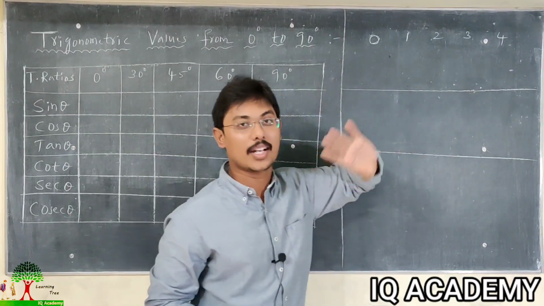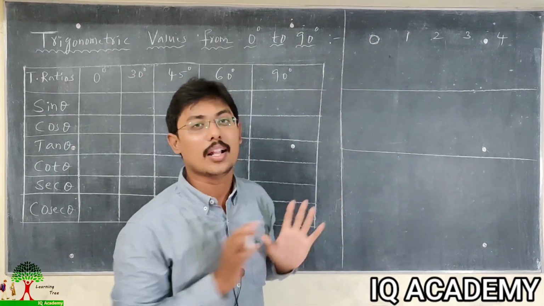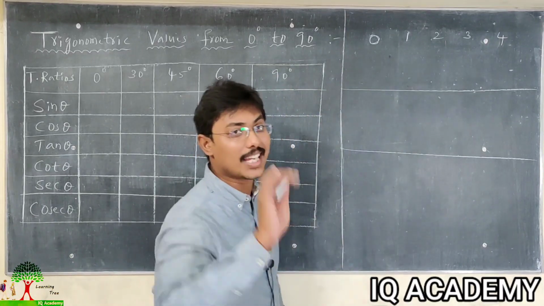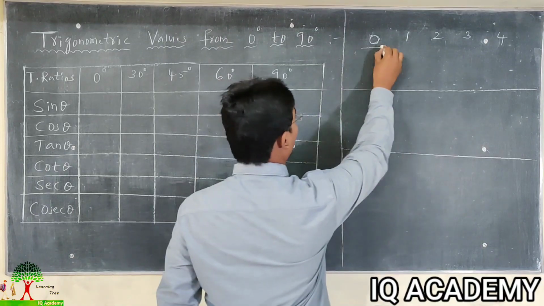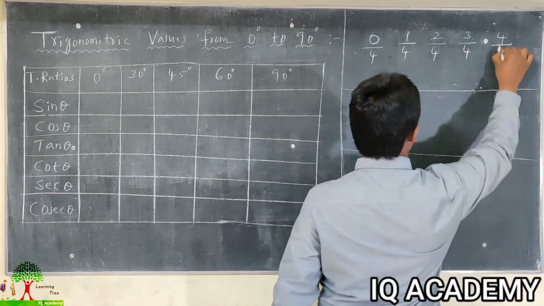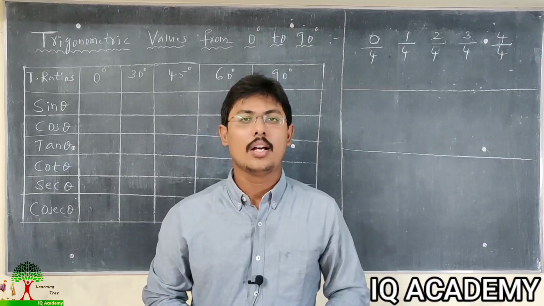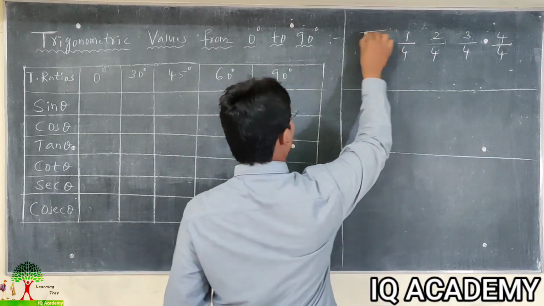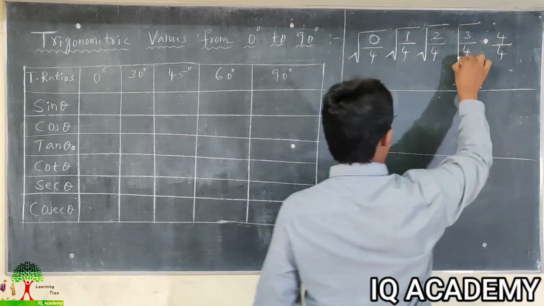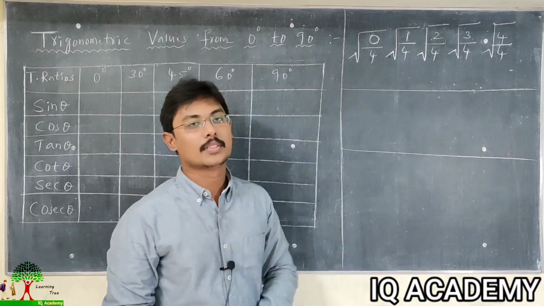0, 1, 2, 3, 4. We are taking 5 numbers from 0 to 4. So which is the highest number out of all the numbers? 4 is the highest number. We are taking that 4 in the denominator: divided by 4, divided by 4, divided by 4, divided by 4, divided by 4. Because that is the biggest number, we must divide with 4. Now, under square root, taking square root for each and every one. All are square roots. Simple.